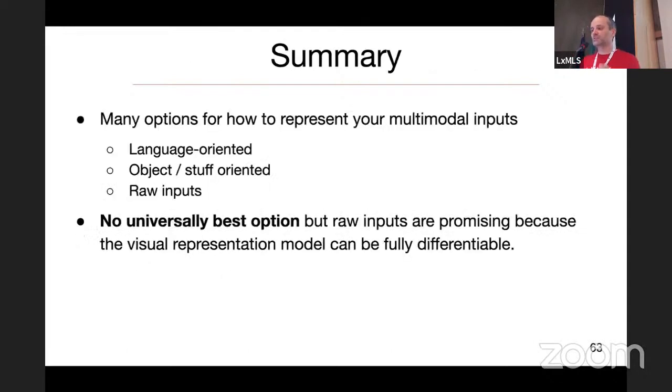Okay, so in summary, I think there are many options for how you'd like to represent your multimodal inputs. They can be language oriented, they can be objects or stuff oriented, or you can work directly from raw inputs. I think there's probably no universally best option, but the raw inputs are promising, in my opinion, because the visual representation model can be fully differentiable. And we've already seen from all of our lectures on NLP that full differentiability is a really important path to success.